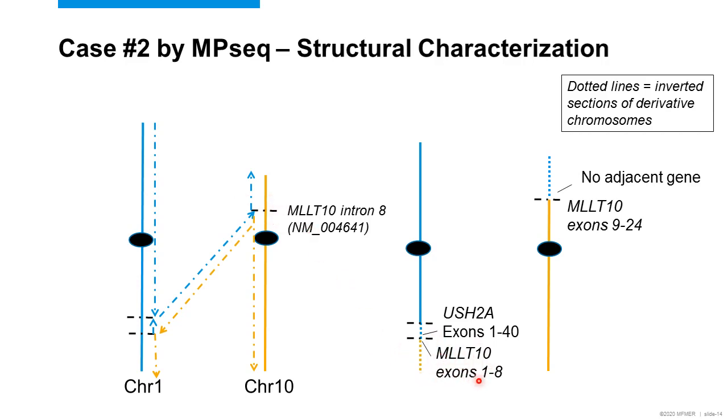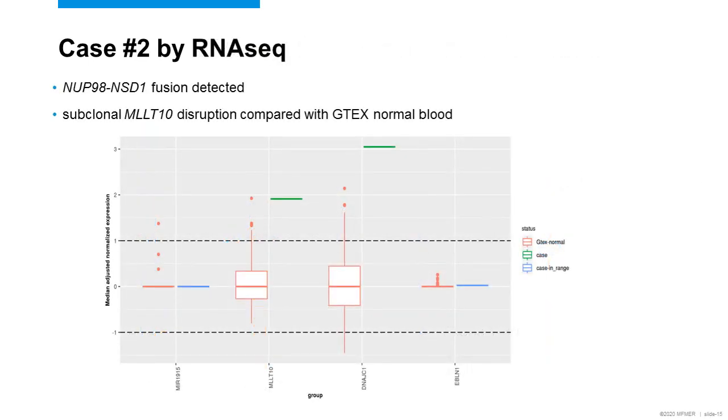This region of MLLT10 is right next to a 5' region of USH2A. This is not predicted to create a fusion product because it's a 5' to 5' rearrangement. The derivative chromosome 10 will contain the entire 10q arm up to the middle of MLLT10, and that is adjacent to extragenic material. So we wanted to see, how does this disruption of MLLT10 affect expression?